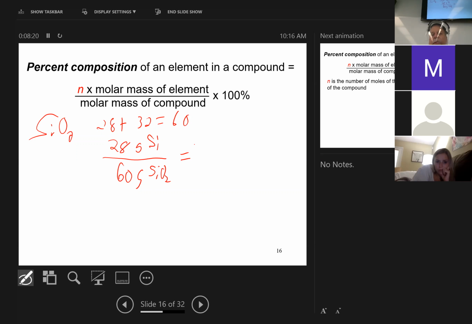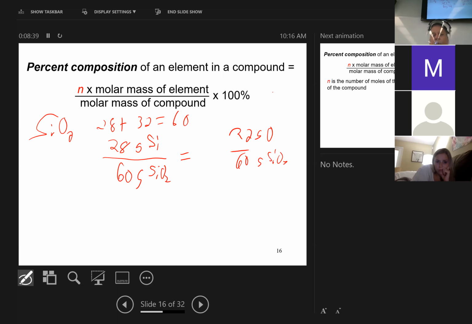Now, what would be the percent of the oxygen in it? Well, that would just be 32 over 60, grams of oxygen over 60 grams of SiO2. That's the percent of the element in the compound.